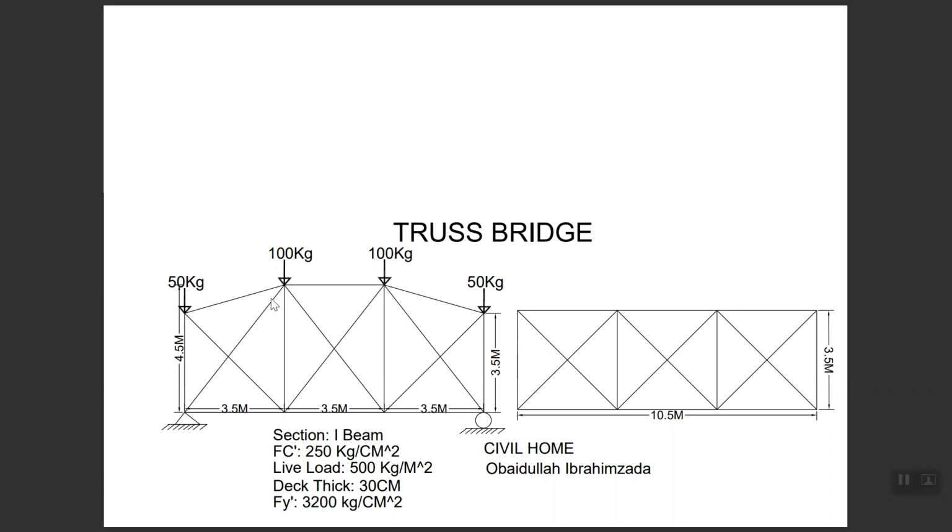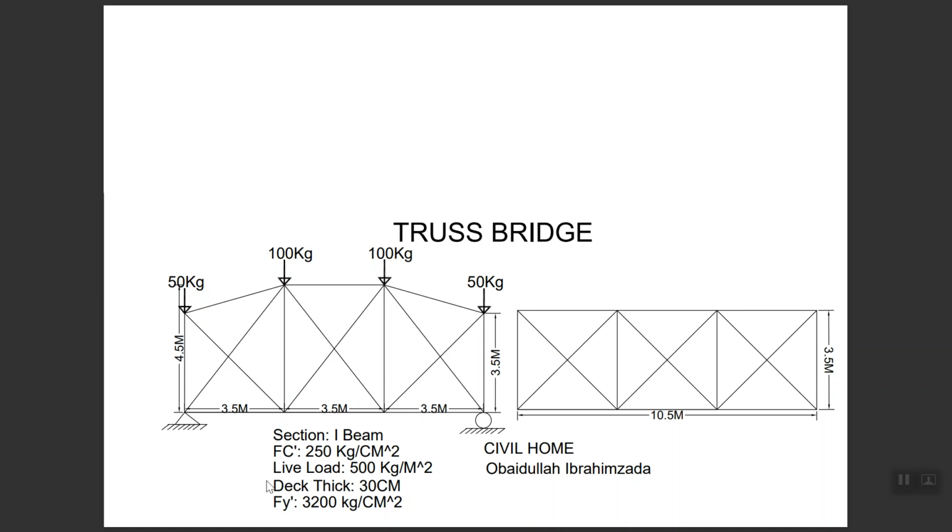The section that we have to design is an I-beam section. Our minimum compressive strength is 250 kg per centimeter square. What does minimum compressive strength mean? It means that the minimum compressive strength of the concrete after 28 days is 250 kg per centimeter square. The live load that we have on the slab, which we provide because of our pathway, is 500 kg per meter square.